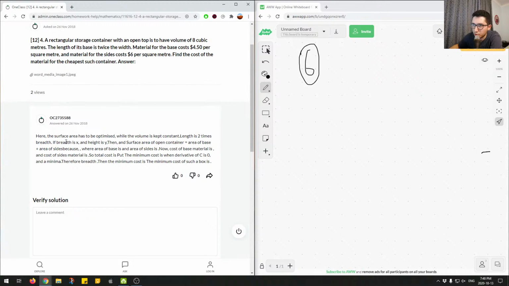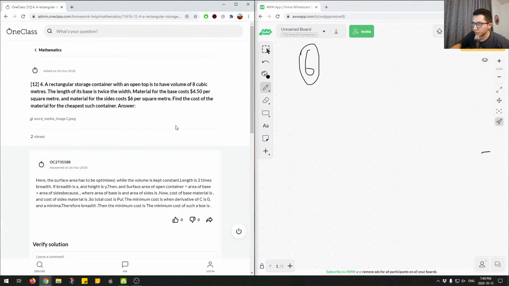So let's go through what the junior tutor said. Here the surface area has to be optimized, so this is an optimization question. While the volume is kept constant, length is 2 times the breadth, the breadth is x, and so on. So now they have kind of missing words in between this, so this isn't really a full solution. And it doesn't look like they give the correct answer at the end. So we'll go through step by step how to obtain the correct answer for this problem.